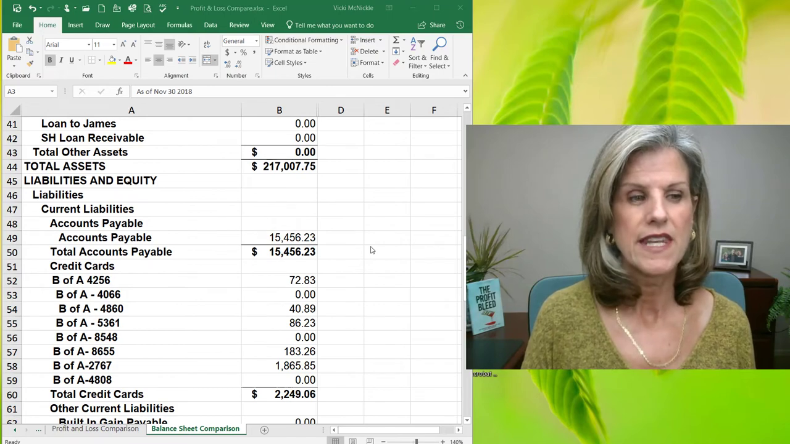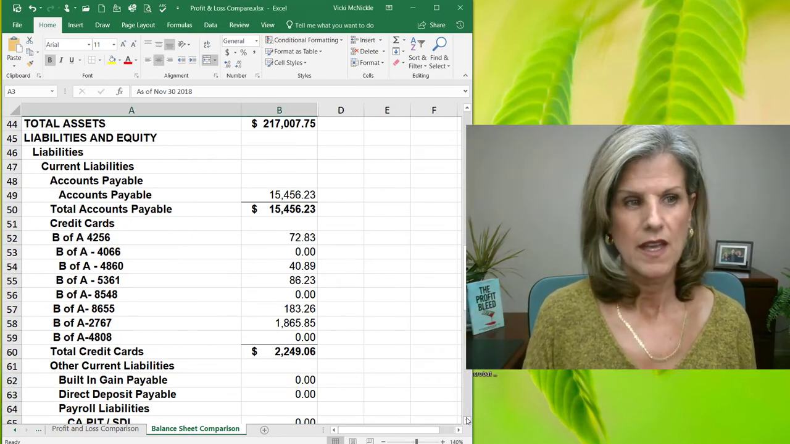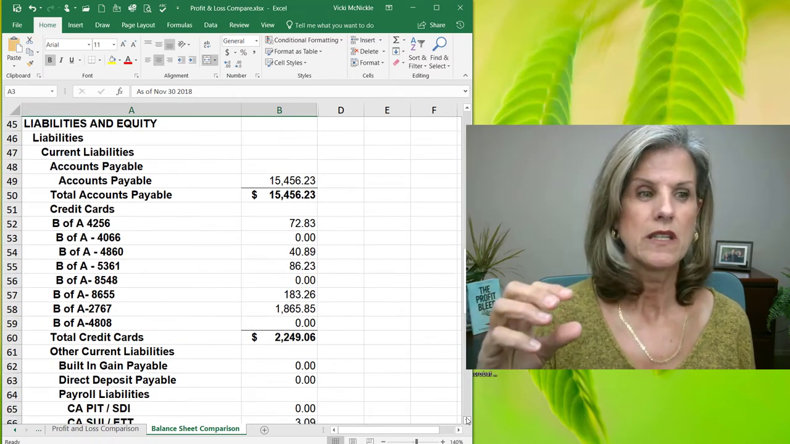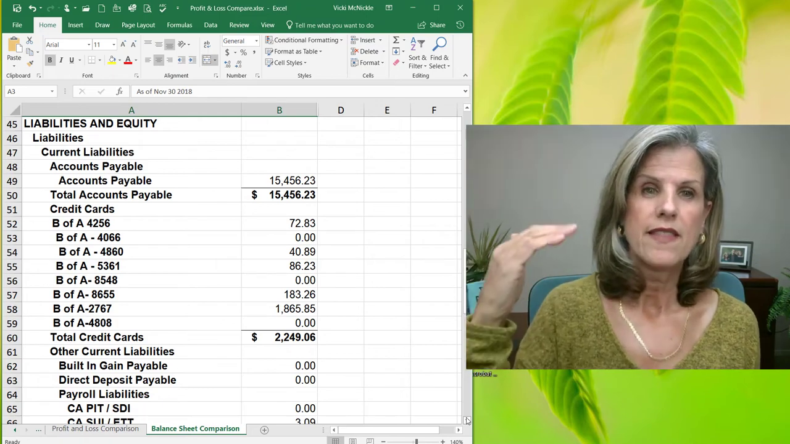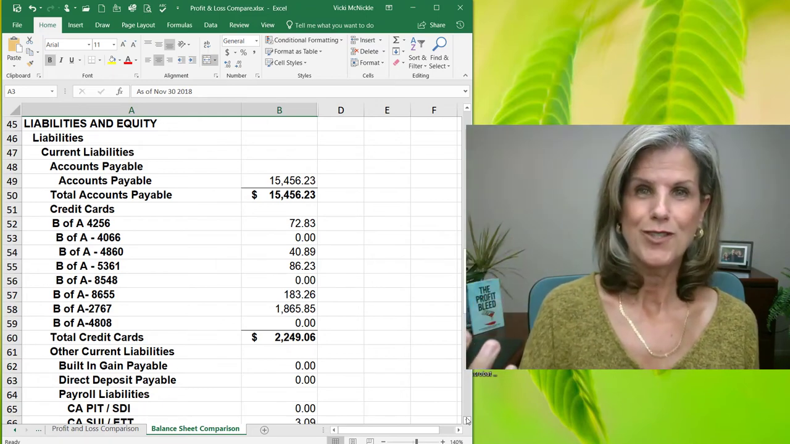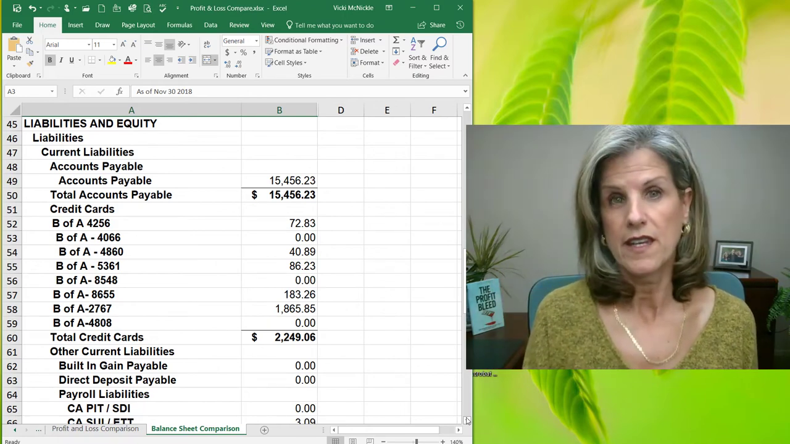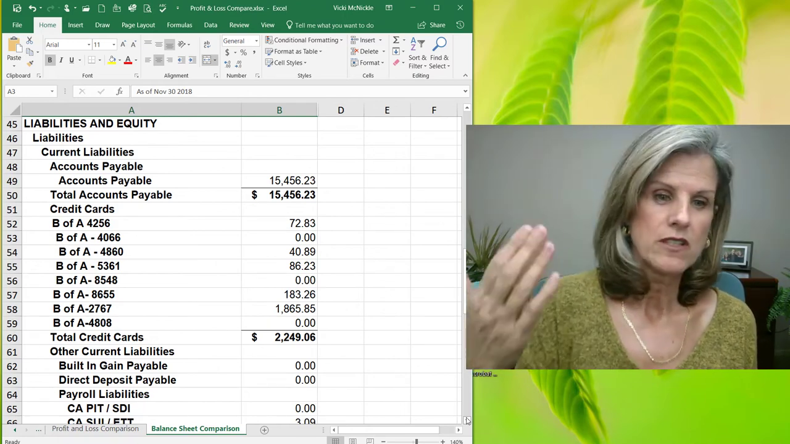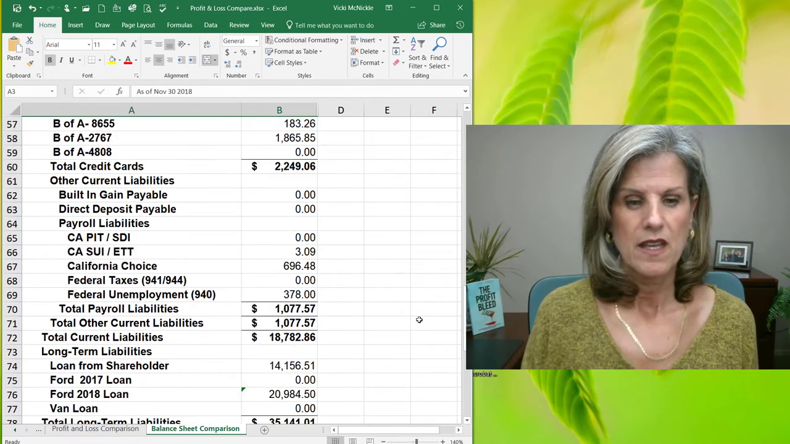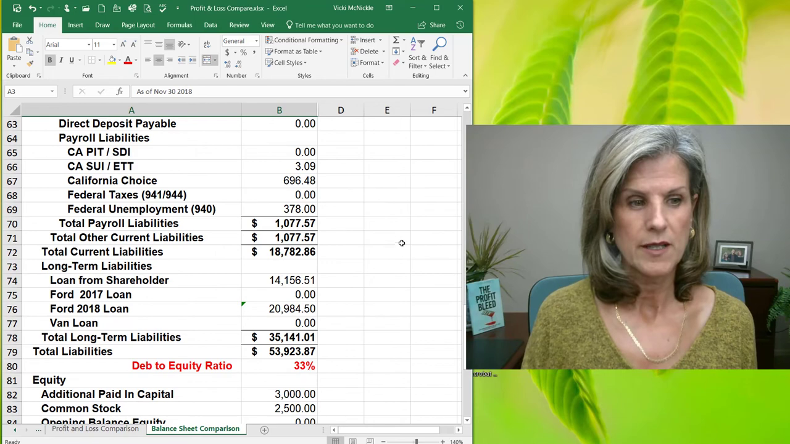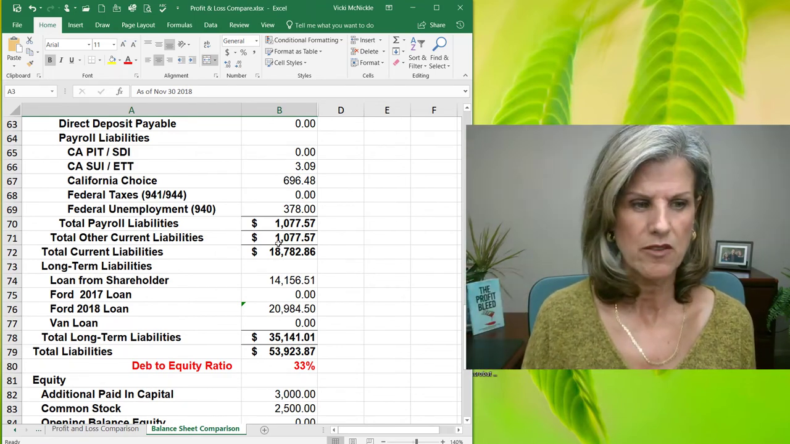And then we have the next section of your balance sheet, which is liabilities and equity. Liabilities, as I said, is money that you owe. In current liabilities, similar to current assets, that's money that you're going to owe within the next 12 months. That would include things like accounts payable, credit cards, and that kind of stuff. Also under current liabilities are usually payroll tax liabilities and what have you.